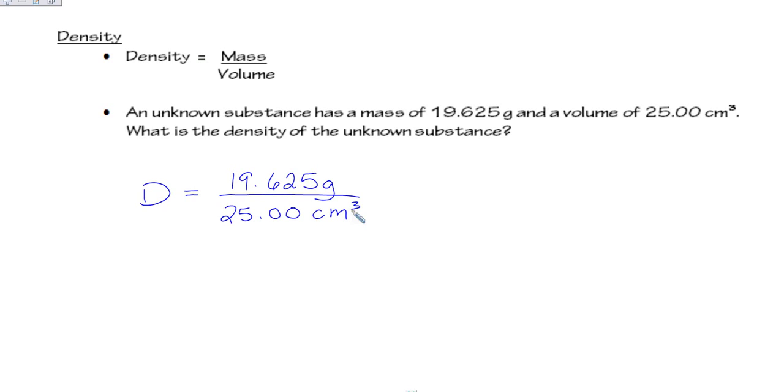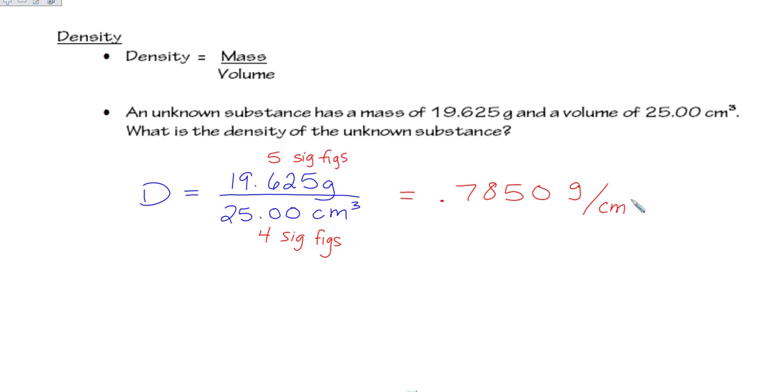So we plug this in our calculator. It's a division. My mass is in 1, 2, 3, 4, 5 sig figs. My volume has 4. There are zeros at the end of the number, and yes, there is a decimal spot. 4 sig figs. So I plug this in my calculator. I'm going to round this off to the first 4 digits. 0.7850.